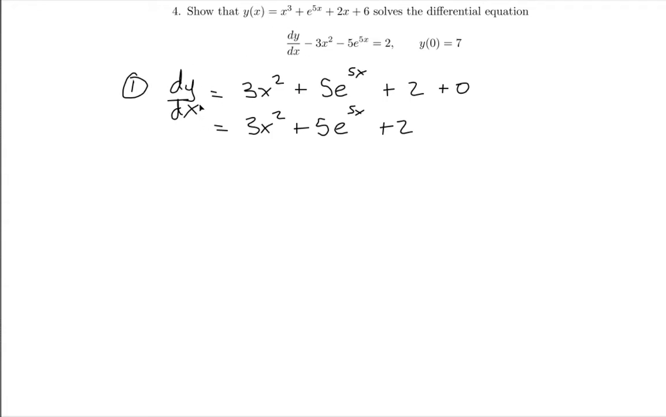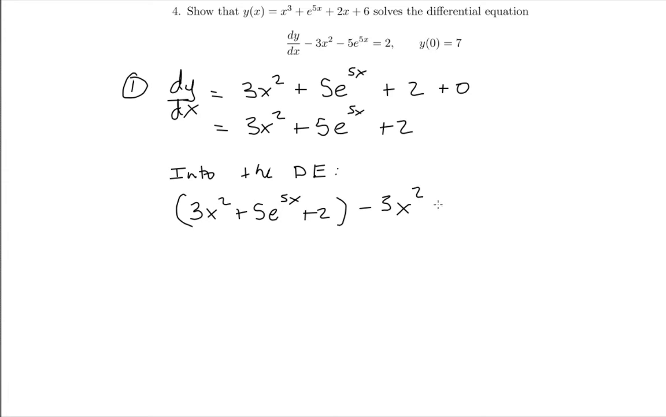So now we can actually see if this fits in our differential equation. So into the differential equation, what we see here is we have 3x squared plus 5 e to the 5x plus 2. That was our dy by dx, so that went in for dy by dx. And then the rest of the equation is minus 3x to the power of 2 minus 5 e to the 5x, and that's supposed to equal 2.